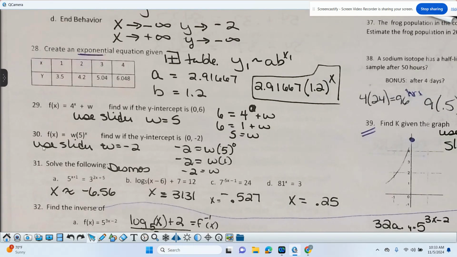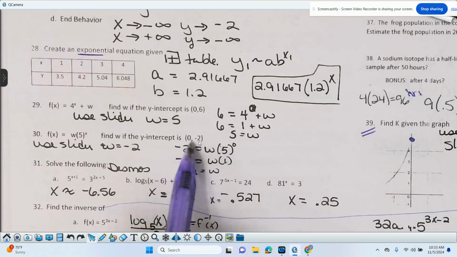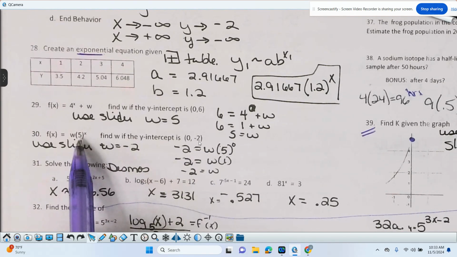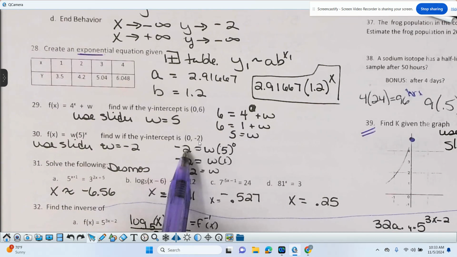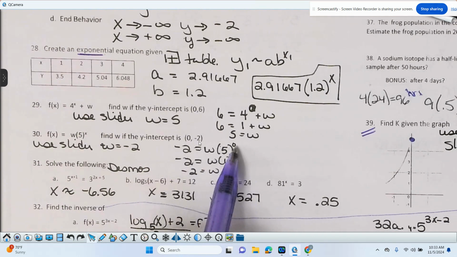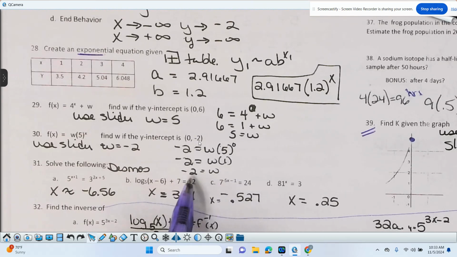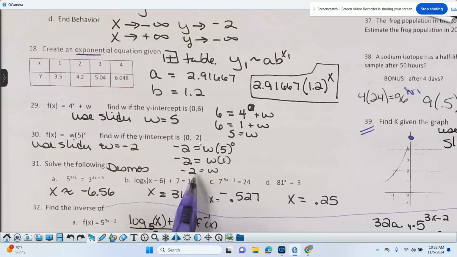If you want to go back and use Desmos, you can, and I'll show you that in just a second. This one, new equation, find the w if the y-intercept is 0, -2. Again, put that x and y point right there into this equation and solve it. So there's my y, equals w times 5 to the 0 power. Again, anything to the 0 power is 1. That means my w is -2. I personally think it's quicker to just do the math by plugging in the numbers.